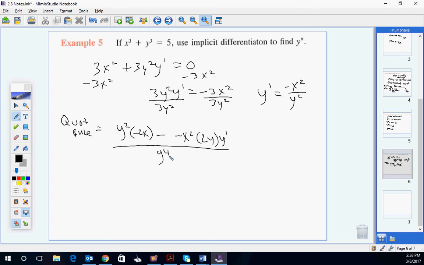All right. Okay, so if we just kind of rewrite this, clean it up a little bit, it's going to be negative 2xy squared plus 2, so it'd be plus 2x squared y prime, all over y to the 4th.